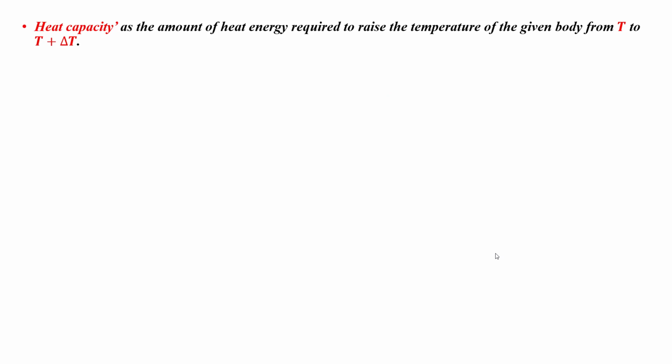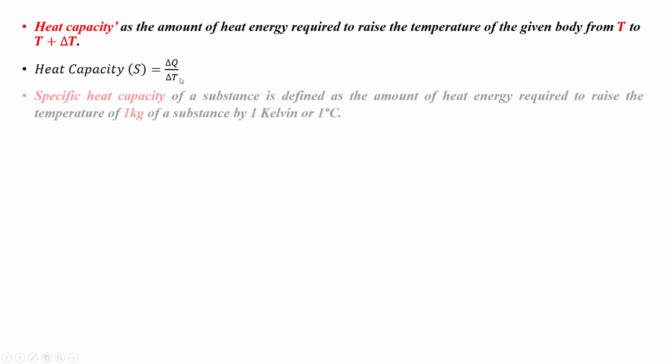Heat capacity. What is heat capacity? Heat capacity is the amount of heat energy required to raise the temperature of the given body from initial temperature to final temperature. From initial temperature to final temperature, the energy required to raise the temperature, we call this heat capacity. So heat capacity is basically the ability of any material. Heat capacity is given by change in heat over change in temperature.